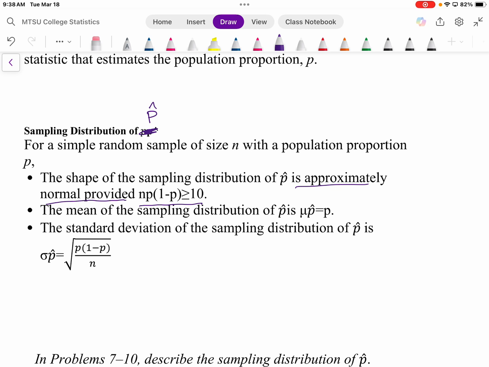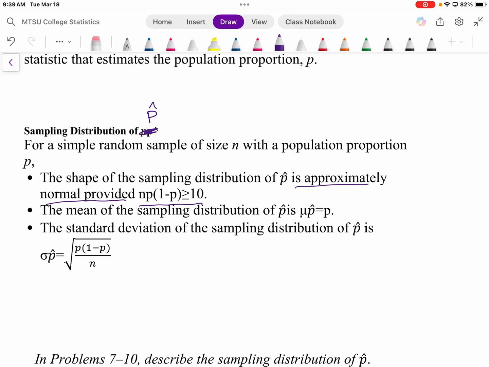The mean of our sampling distribution is just whatever p is. So mu sub p hat is whatever our population proportion is. And then our standard deviation is now this formula. Instead of being standard deviation over the square root of n, it's actually the square root of p times 1 minus p, divided by n. So it's a different little formula there.